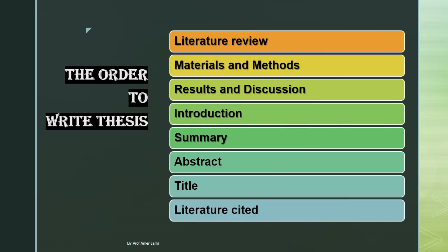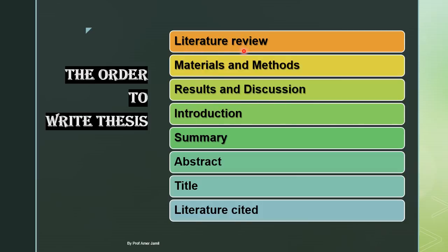The order in which a thesis is written is different from the order in which it is presented. As in the last slide, that was the order in which the thesis is presented. But here is the preferable order in which one should write the thesis, so that you get a low similarity index and you also can write a high quality thesis. It is recommended that the first chapter should be the literature review when you start writing a thesis. And then you follow this order: materials and methods, results and discussion, and then introduction.